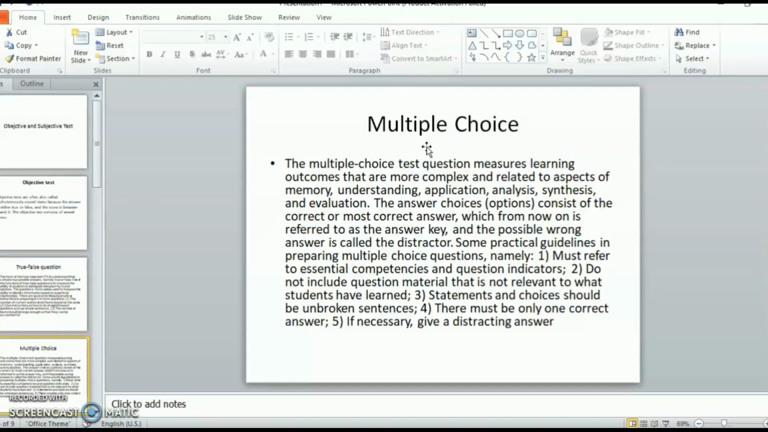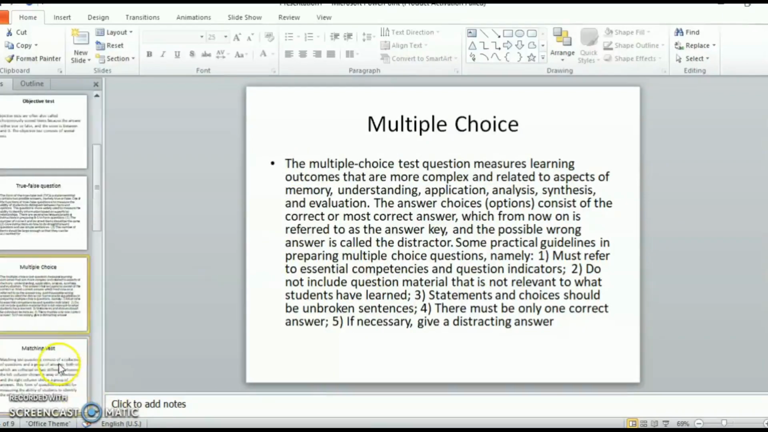Some practical guidelines in preparing multiple choice questions are: first, must refer to essential competencies and question indicators. Second, do not include question material that is not relevant to what students have learned. Third, statements and choices should be unbroken sentences. Fourth, there must be only one correct answer. And the last, if necessary, give a distracting answer. So the form of multiple choice question can be used for testing reading or listening.